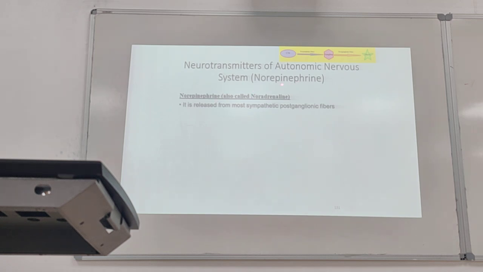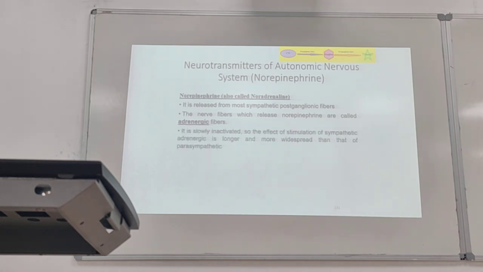The name is norepinephrine or noradrenaline, same. It is released only at 1 place, not 4 places. And this is most sympathetic postganglionic fibers. So most sympathetic postganglionic fibers have norepinephrine. The nerve fibers which release it are called adrenergic. I started with the cholinergic and adrenergic concept. So the nerve fibers which release norepinephrine are called adrenergic.